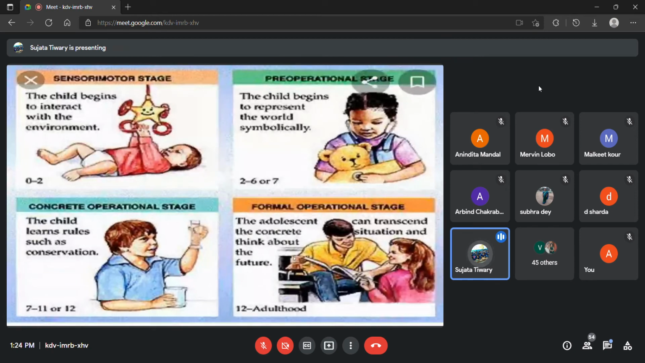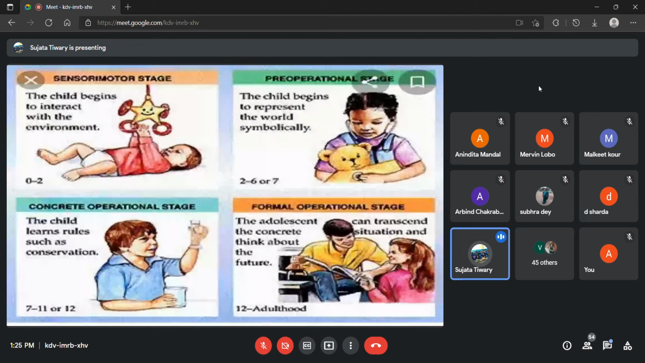They understand quantity. Here transitivity develops, meaning they can recognize the relationship with various things; they can classify, identify, differentiate, compare. So this is the concrete operational stage.